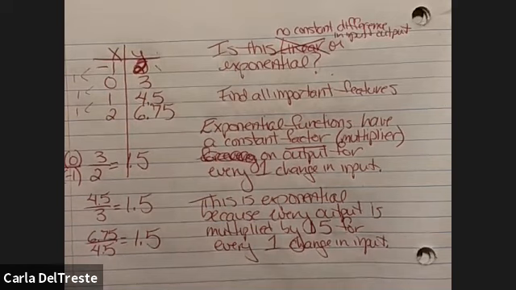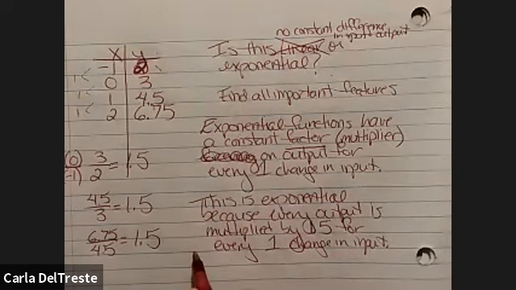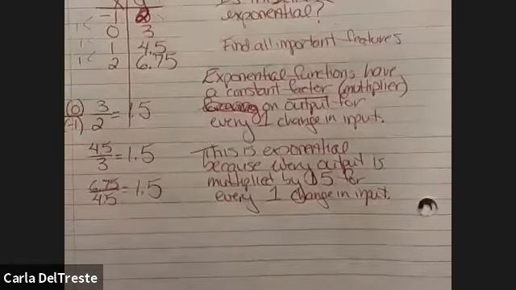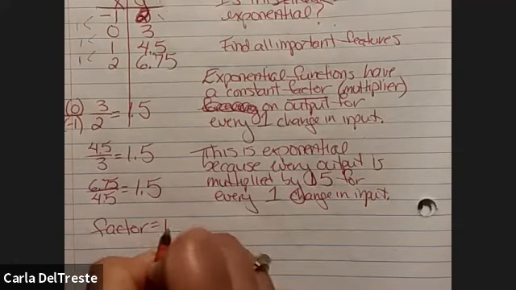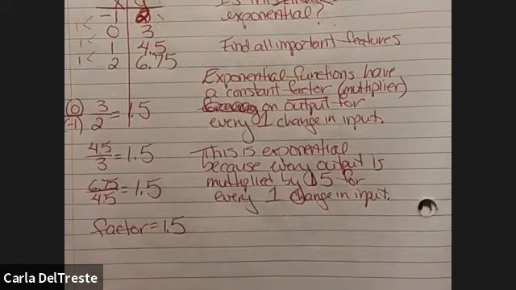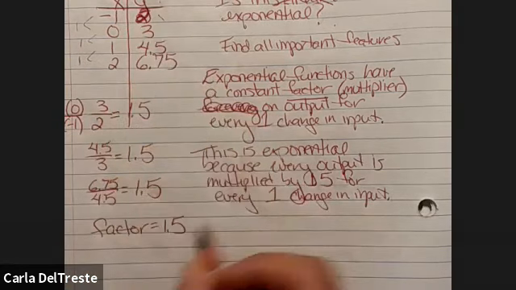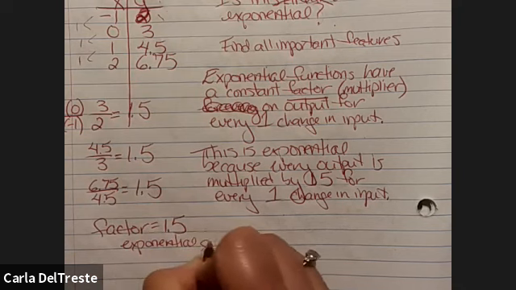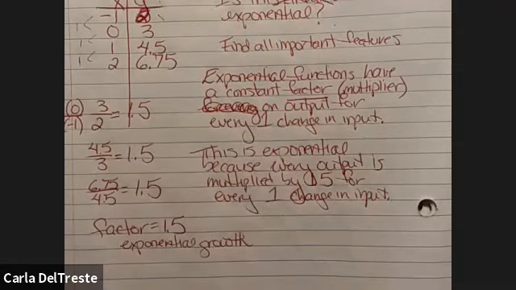So we already made that decision. And not only that, but by this very test, I also came up with my factor. So that's one of the important features. I can now say that the factor is 1.5. What does that tell me about this? That tells me, and not only that, but the pattern tells me that this is exponential growth because the factor is larger than 1, and I can see it in the pattern of the table.